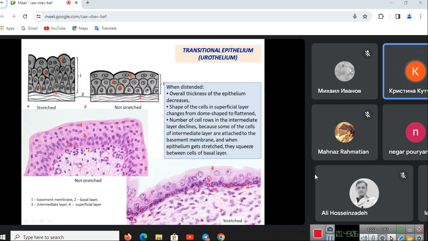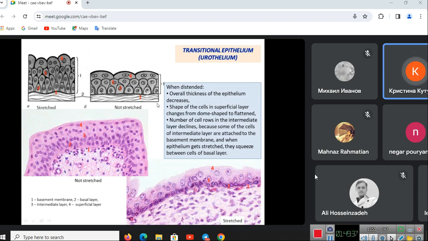Next, transitional epithelium. Transitional is called so because epithelium changes when it gets stretched. So when the epithelium is distended, stretched, the overall thickness of epithelium decreases if we compare the picture in the left part with this one.